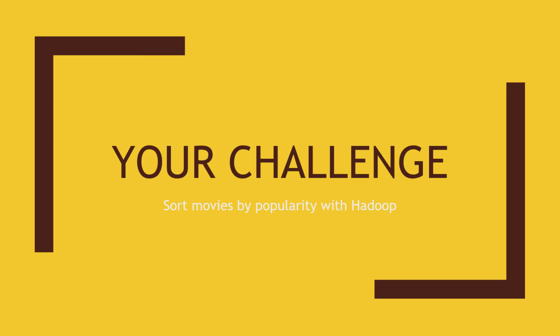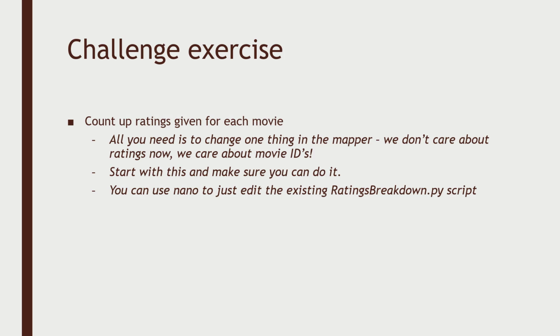So let's put what you learned to work here. I'm going to challenge you with a little exercise, and it's not too hard, don't worry. What we're going to do is sort the movies in the MovieLens dataset by their popularity using Hadoop. And this is very similar to what we did before, right? Because before we were counting up how many times each rating occurred. Now all we have to do is switch that to count how many times each movie occurs in the dataset.